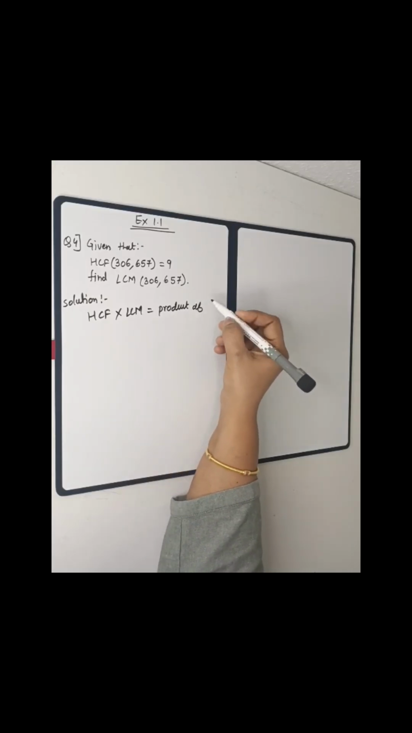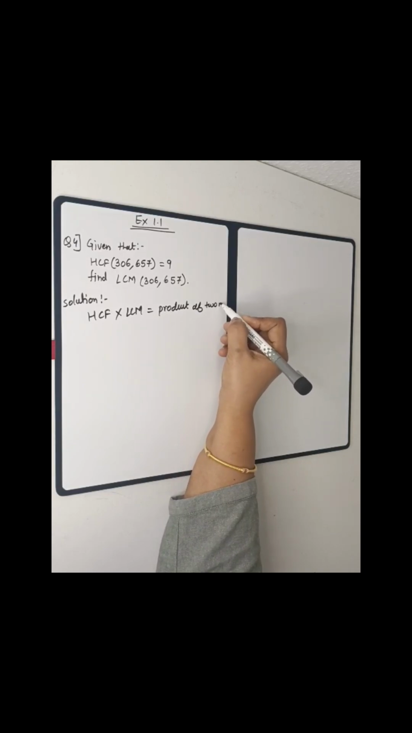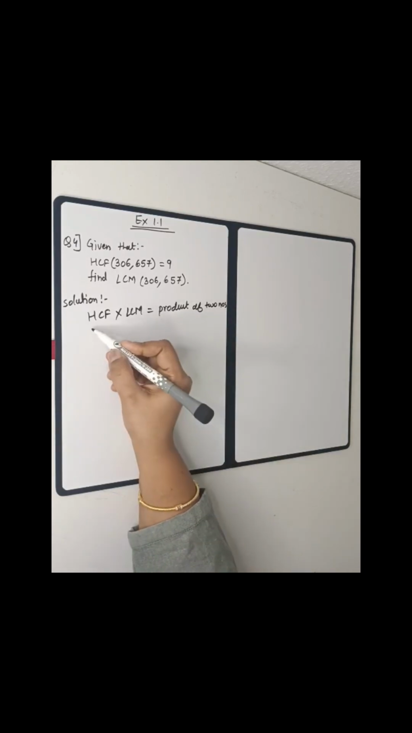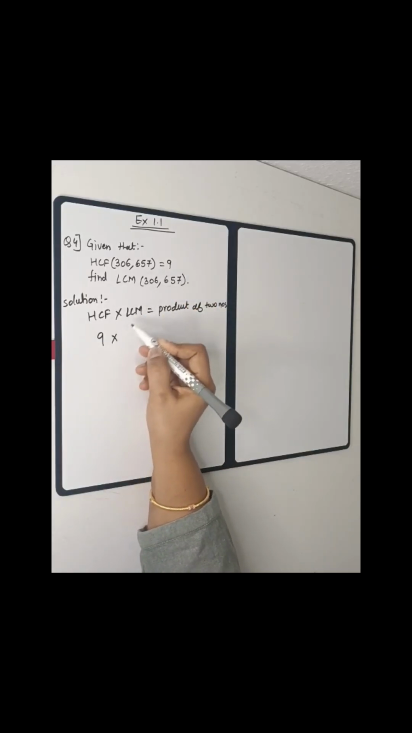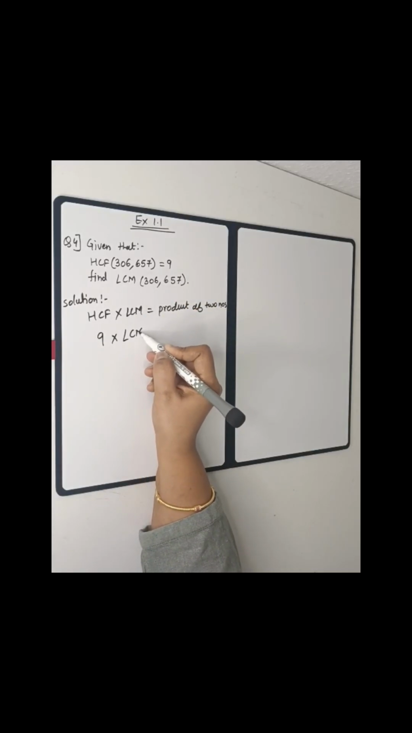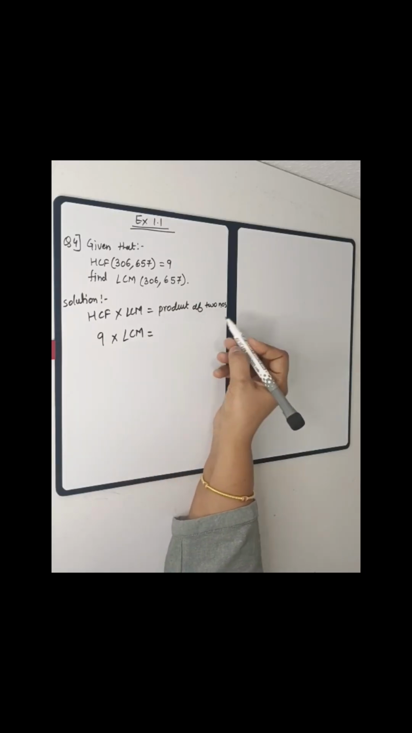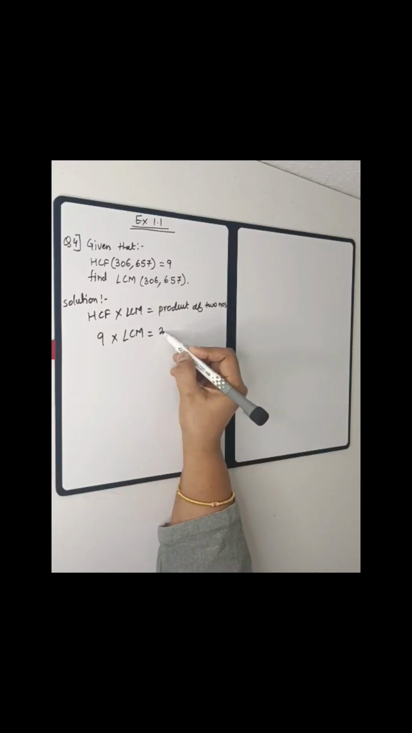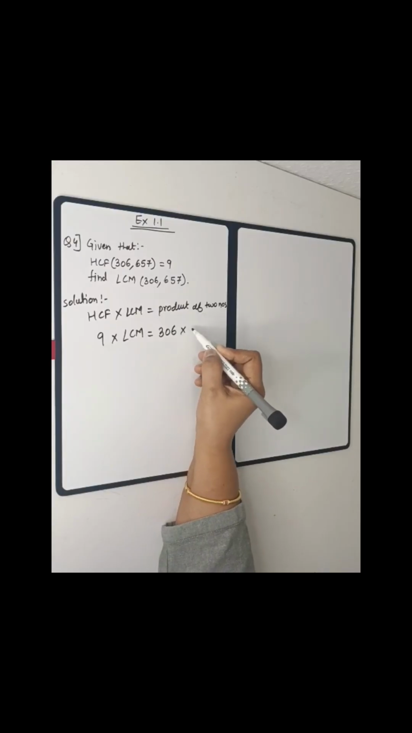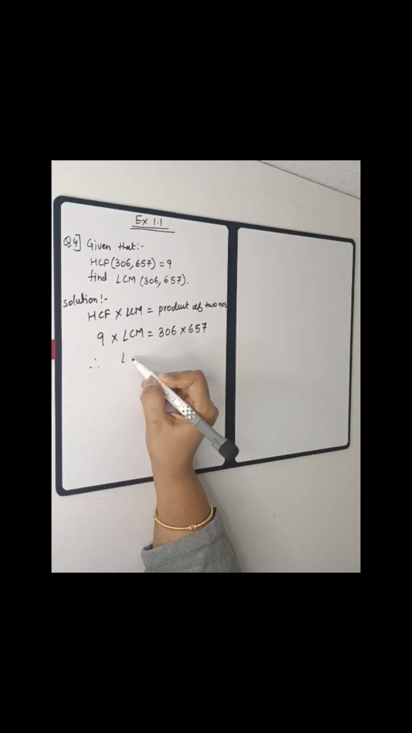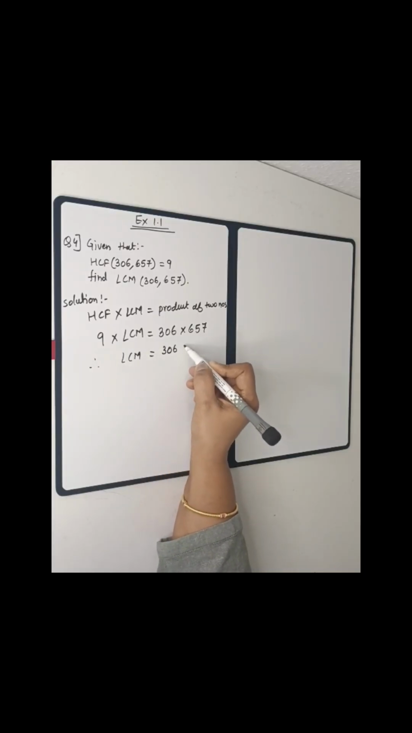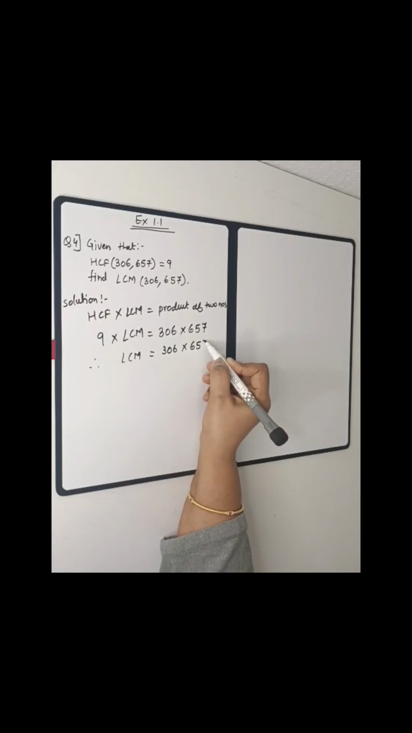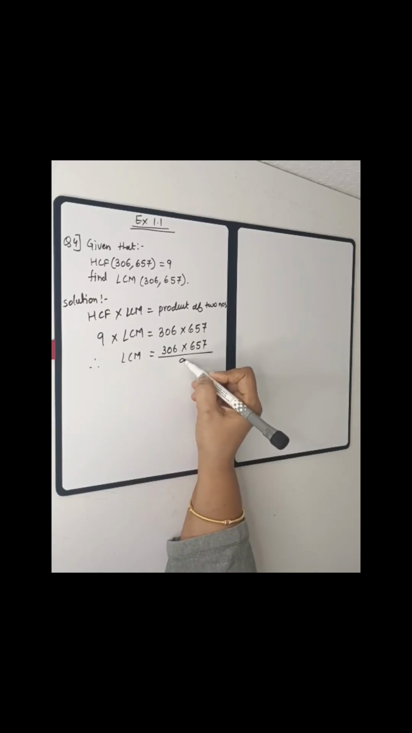product of two numbers. Out of that, HCF is already given, that is 9, and they're asking us to find the LCM, which we don't know, and product of the two numbers which are given in the bracket 306 and 657. So to get LCM, we will bring 9 down over here, and you will get 306 into 657 whole divided by 9.